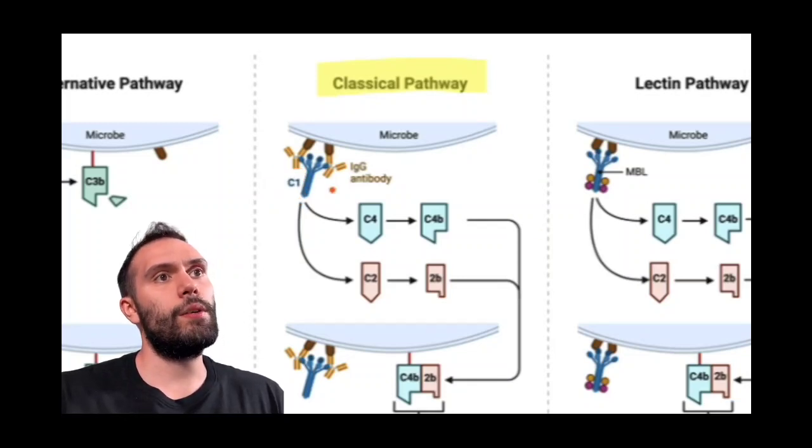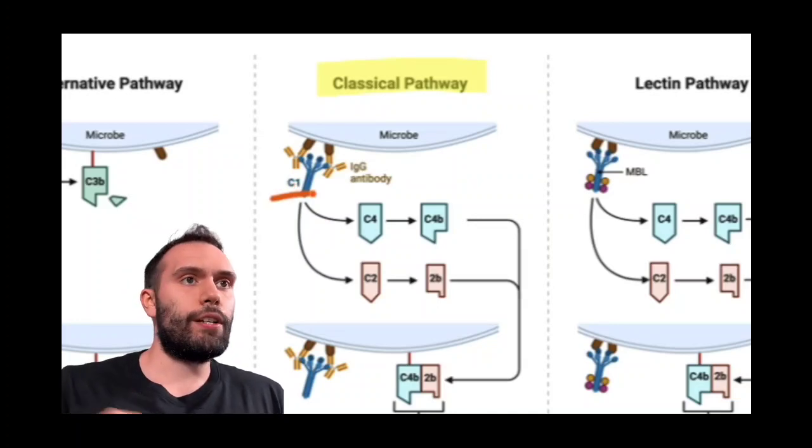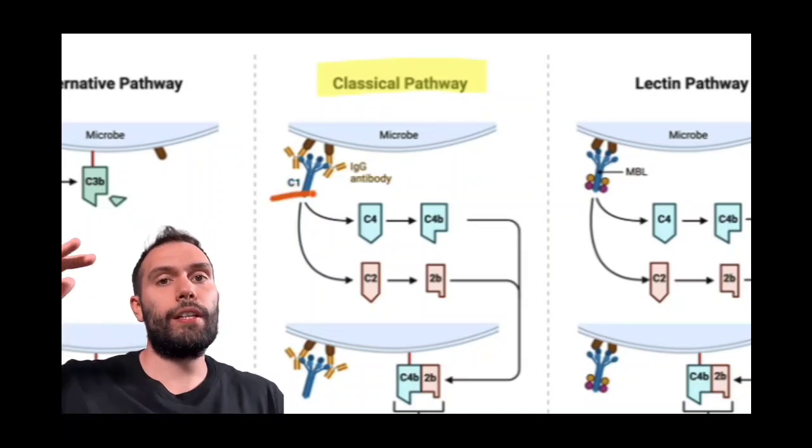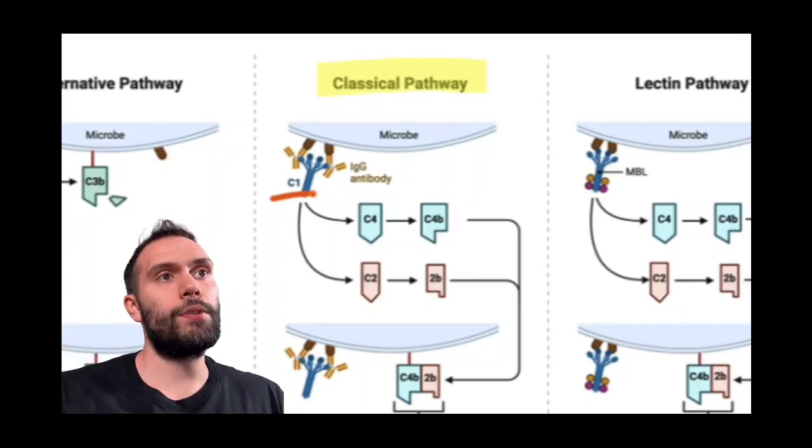Now this C1 complex, what it does, and remember what I said, we start at 1 and we end at 9, right? So it doesn't mean that we go necessarily in the correct order as we're going through the steps, but we do start at 1 and we end at 9, so that's something to keep in mind. So C1 complex is going to split C4 and C2. Okay, so you can see C4 here, you can see C2 here.